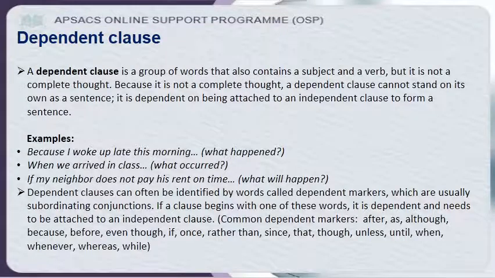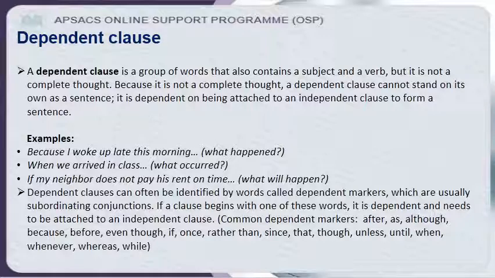So what is a dependent clause? A dependent clause is a group of words that also contains a subject and a verb. Yes, clauses are groups of words that have a subject and verb. But it is not a complete thought. Yes, this is the main thing. Independent clauses convey complete meaning, they have a complete thought, but dependent clauses do not contain complete meaning and do not convey a complete thought.